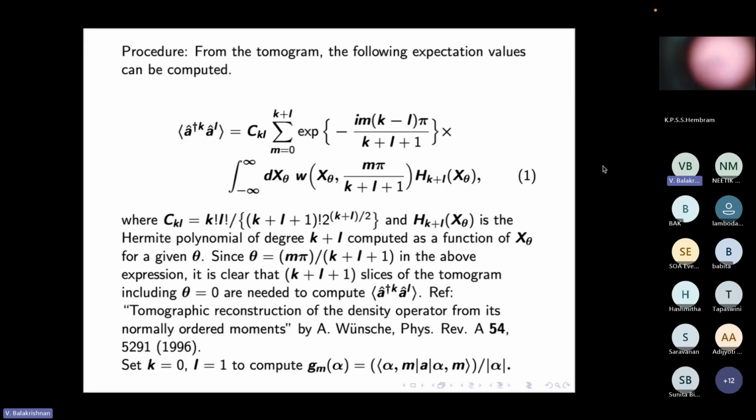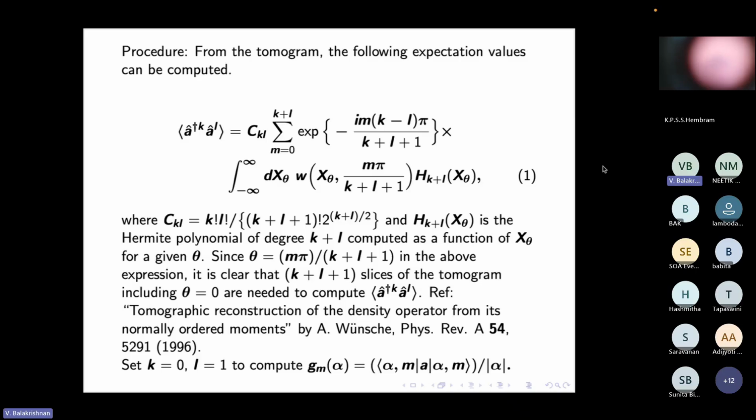This is a lovely paper by Wunsch, and I have given the reference there, tomographic reconstruction of the density operator from its normally ordered moments. It's a 1996 paper in Physical Review A. And here, various moments of a dagger to the k, a to the l expectation. First of all, the expectation of a dagger to the k, a to the l can be computed this way. You will see that in the integral, the tomogram W of x, theta, the theta is replaced by m pi by k plus l plus 1, which means that I need k plus l plus 1 slices of the tomogram to compute the expectation value of a dagger to the k, a to the l.